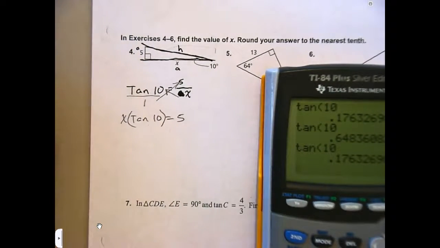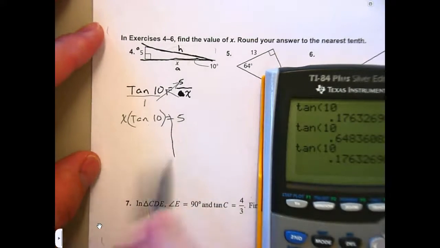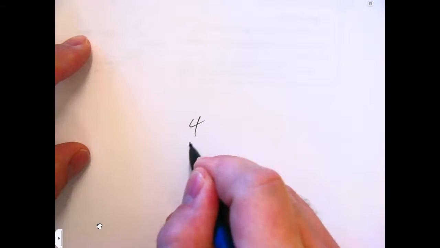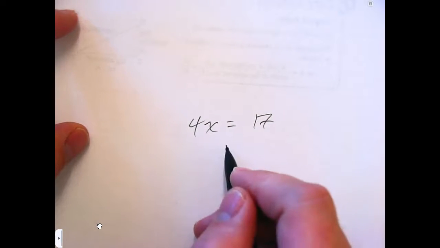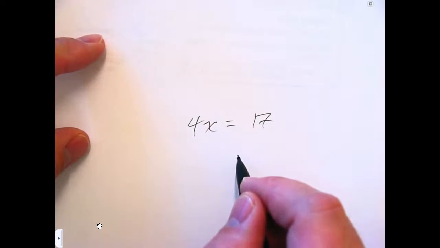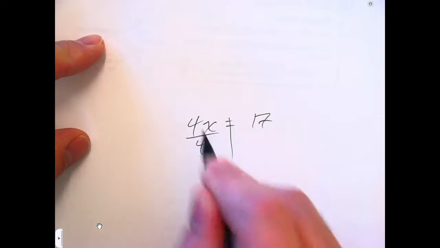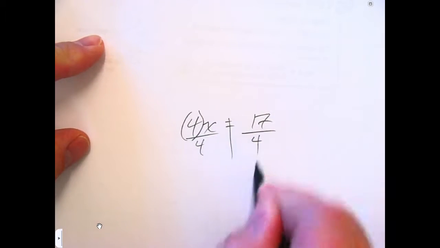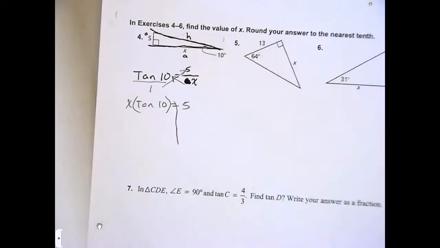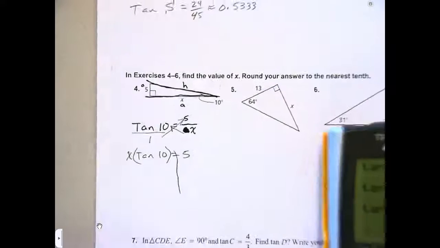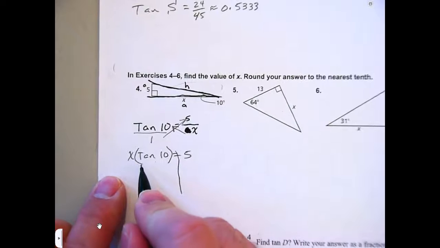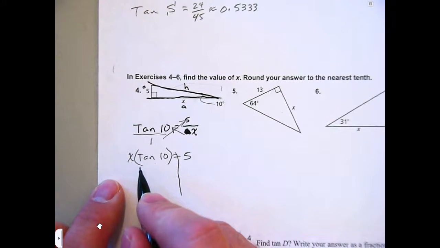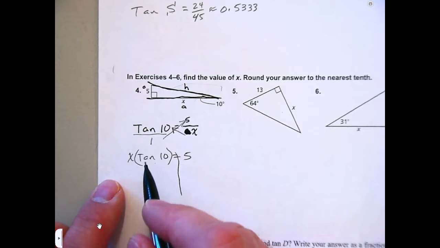All right. How do I solve from here? If I had the value 4x equals 17 and I wanted you to round that to the nearest tenth, what would you do to solve? Divide by 4. Yeah, you divide everything by the numeric value of 4. And then you would round. Well, here, if I'm saying solve for x and round to the nearest tenth, I am dividing everything by the numeric value attached to x. The numeric value attached to x is tan 10.